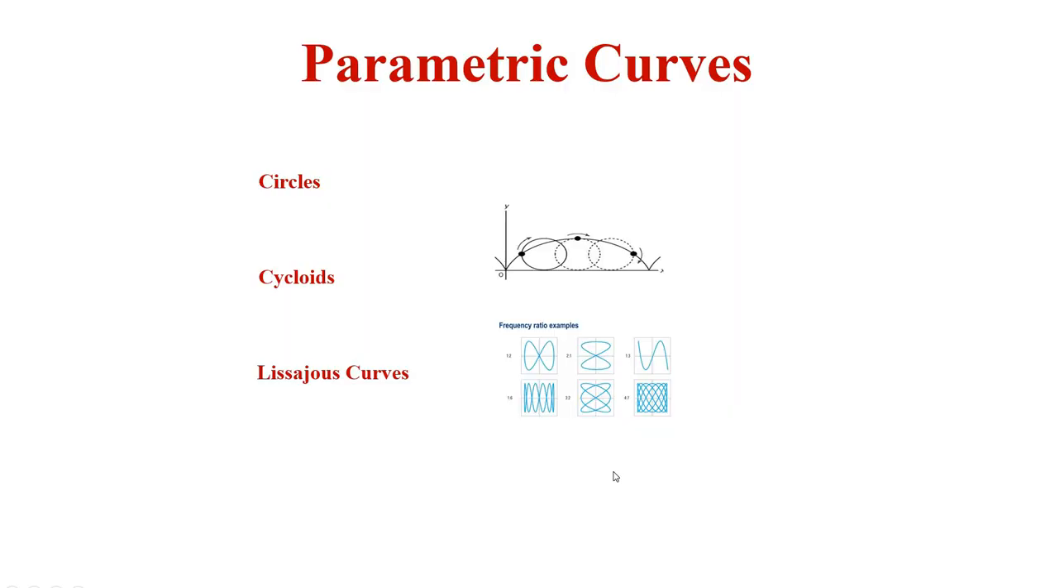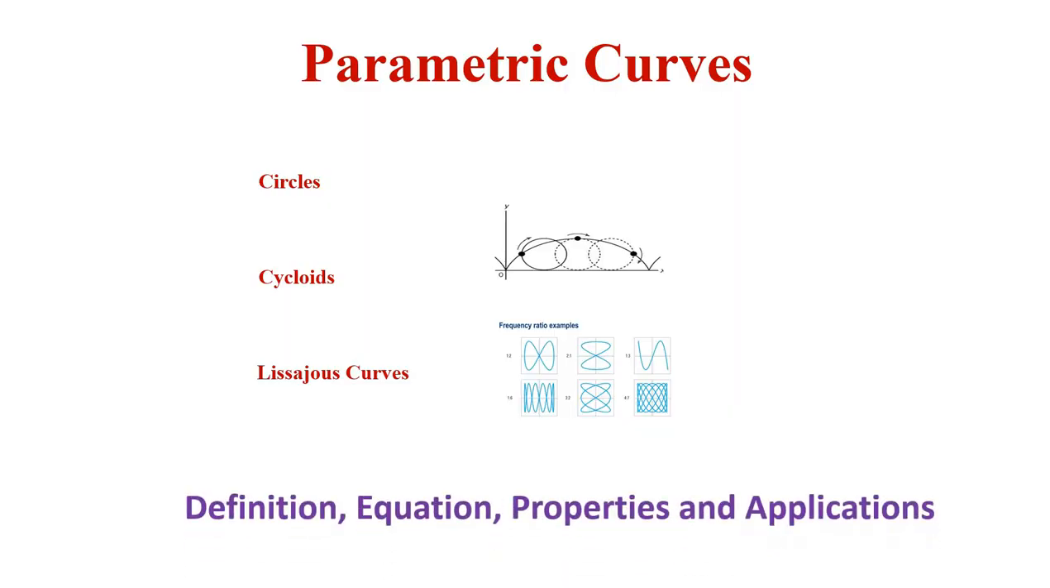In the same way parametric curves, there are a lot of parametric curves, you can consider few of them. So for circles, you know that x is equal to a cos theta, y is equal to a sin theta. Theta is the parameter. And you have cycloids, Lissajous curves. So again in this, definition, equation, properties and applications can be studied.